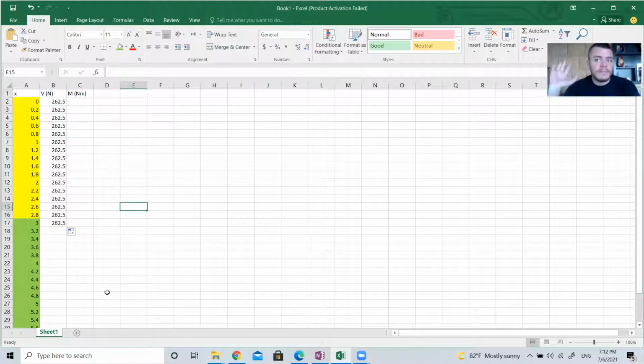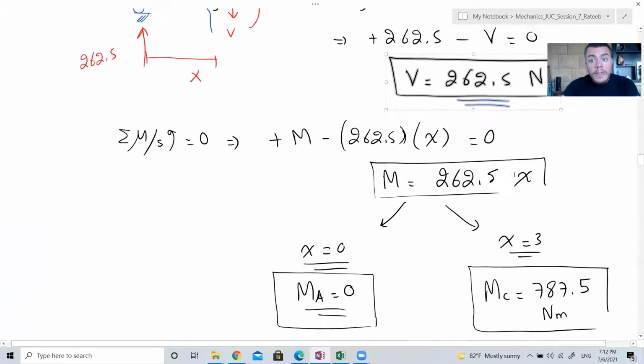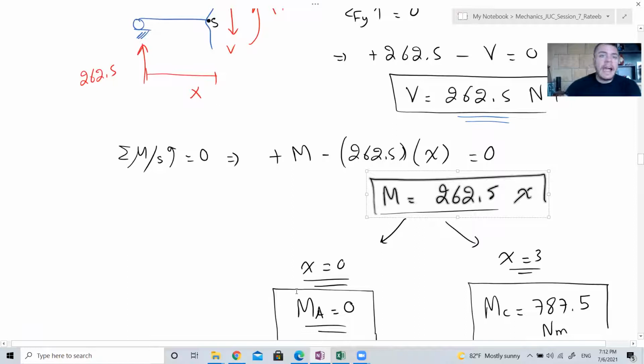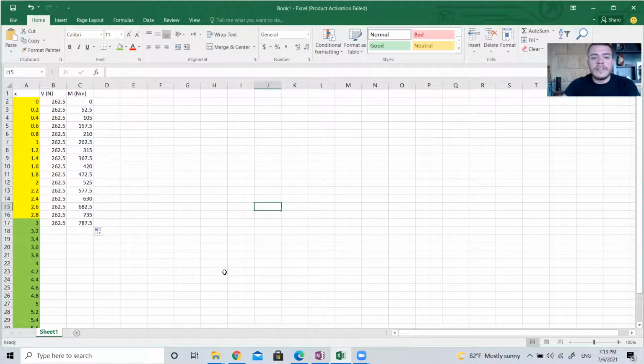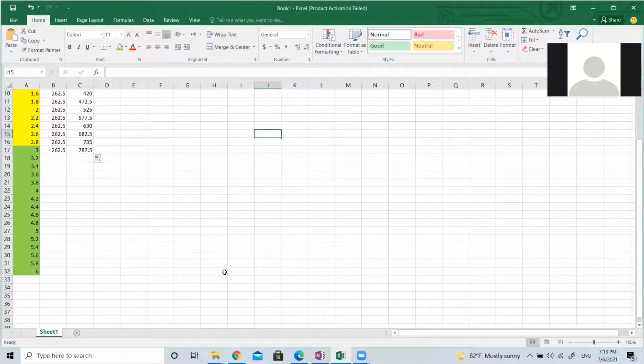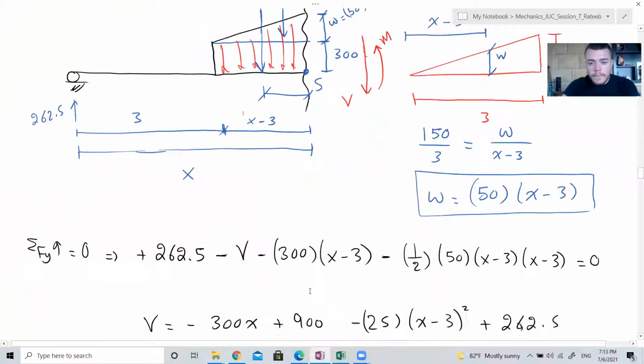This is constant. However, the moment is a function of x and it's equal to 262.5 times x. So I'm going to put in Excel equal 262.5 multiplied by x, and I will drag it up until it reaches 3. Is it clear so far, guys? Yes, clear. We continue to the second cut.